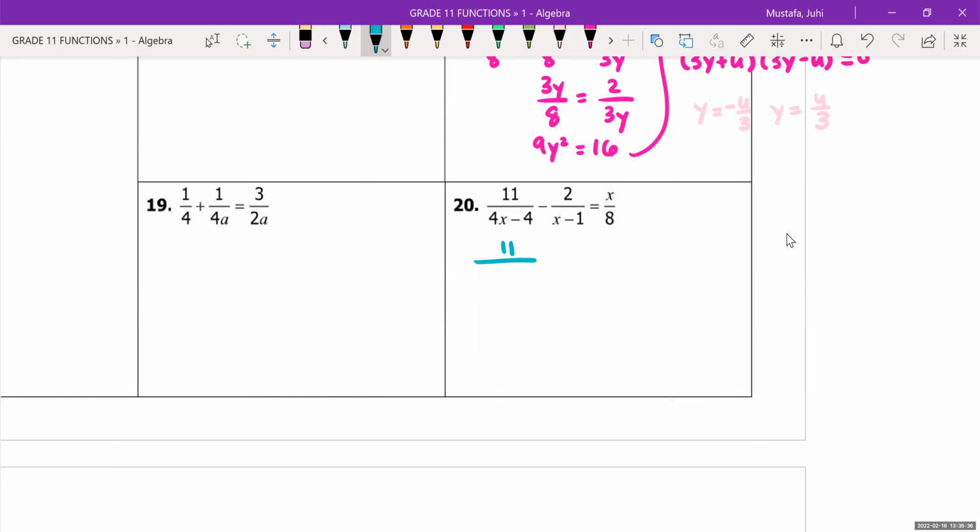So this is going to be 11 over 4(x - 1), and I like to factor as I go. So it's just 4(x - 1). I'm going to multiply the top and the bottom by 4. So this will be 8 over 4(x - 1). And then we just have an x over 8 all by itself.